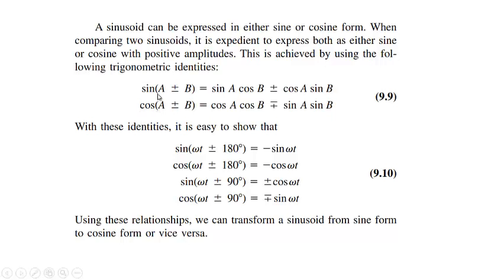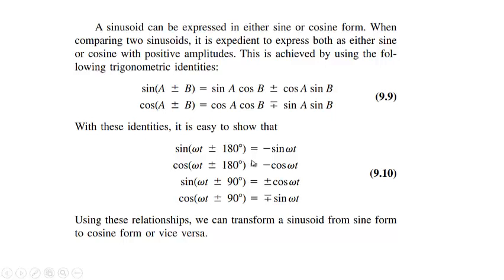So one identity is this: sine of a plus or minus b is equal to sine a cos b plus or minus cos a sine b. That means when here it is plus, here also we have to use plus. Similarly, cos of a plus or minus b is cos a cos b minus or plus sine a sine b. When here it is plus, here we have to use minus, and when here it is minus, here we have to use plus.